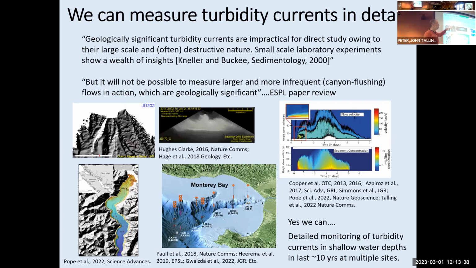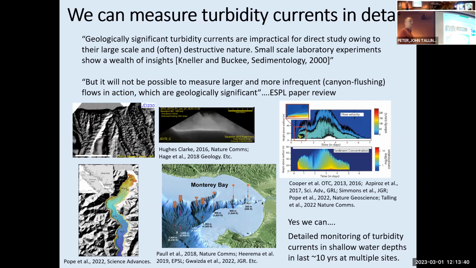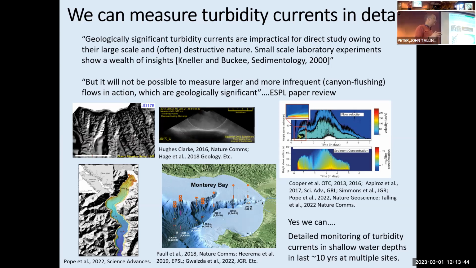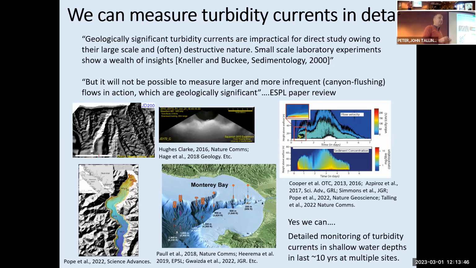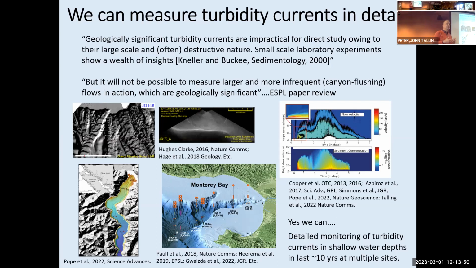And then we got this as a paper review for one of the grad students. But you can't measure the really big flows, the ones that really matter. So in a second, I'll show you a flow from the Congo Canyon that went 1,000 kilometres. So some of it has just been shifting the view that this is not possible to do. And I'll come on to this later on.